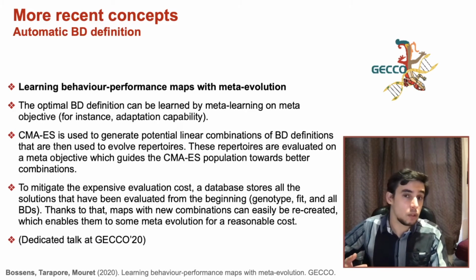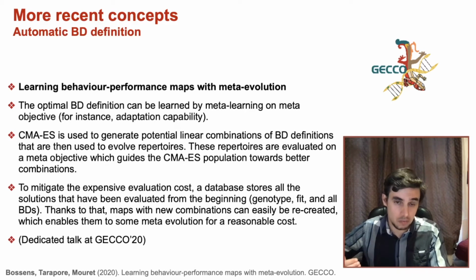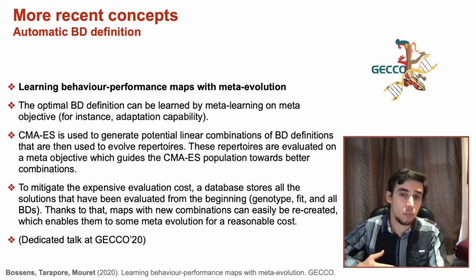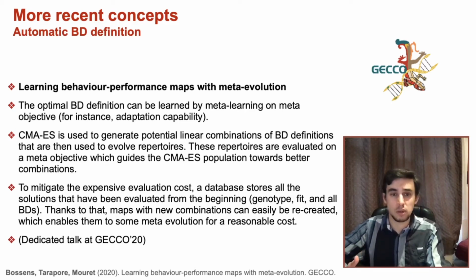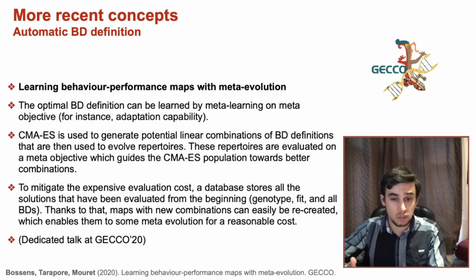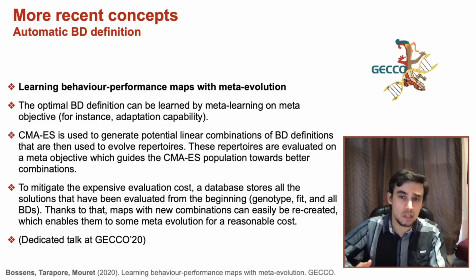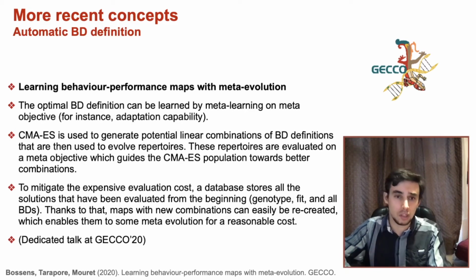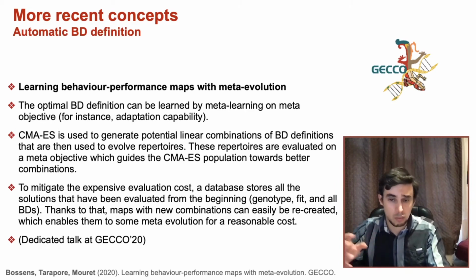Finally, we can also use meta-evolution in order to find the optimal behavioral descriptor definition. In particular, here we consider multiple available definitions of behavioral descriptor, and the question is to find the linear combination that maximizes an additional performance function, for instance, adaptation capabilities, or maybe, let's say, generalization capabilities of a robotic task. In this case, they use a covariance matrix adaptation evolution strategy algorithm, CMA-ES, in order to generate potential linear combinations of the different behavioral descriptor definitions.